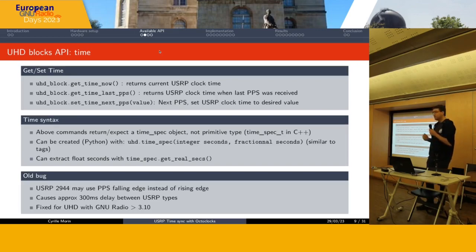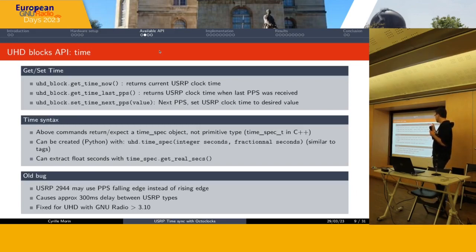One very simple element is that you can ask the UHD block to give you what the USRP time is at the specific time. You can also ask it what the time was when it received the last PPS, the last pulse. It can be used to know how long it has been between now and the last PPS, so you can know if you can expect the next PPS in like 0.5 millisecond or right now. And you can also tell it to set the clock to a specific value when it receives the next pulse. And this is what we are going to use.